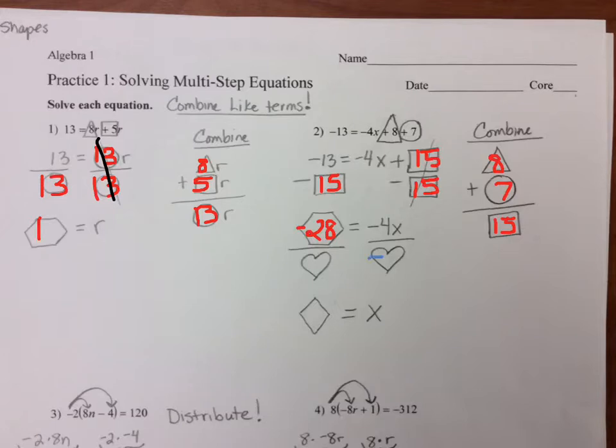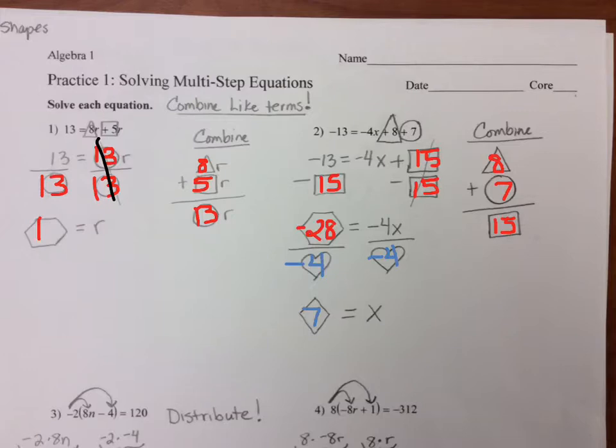So my heart is going to be negative 4. I'm going to divide by negative 4 on both sides to keep it balanced. So negative 28 divided by negative 4. I'm going to type that into my calculator. Negative 28 divided by negative 4, and negative divided by a negative becomes a positive, and I get positive 7. So diamond is 7, and x equals 7, so I'm done.